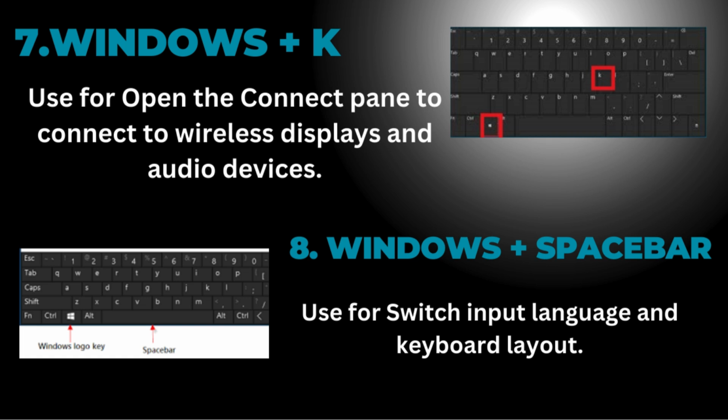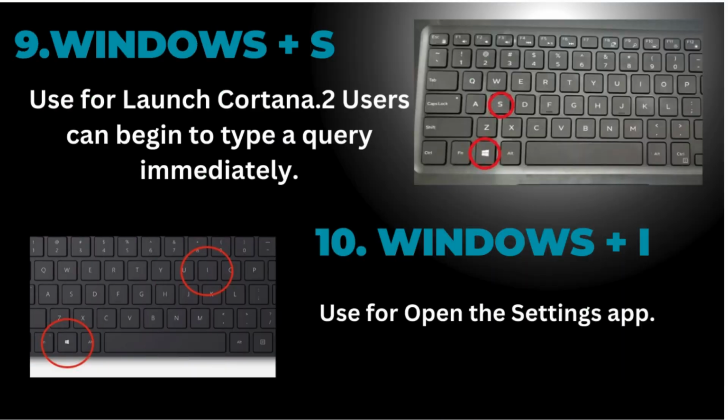7. Windows + K. Use for opening the connect pane to connect to wireless displays and audio devices. 8. Windows + spacebar. Use for switching input language and keyboard layout. 9. Windows + S. Use for launching Cortana.